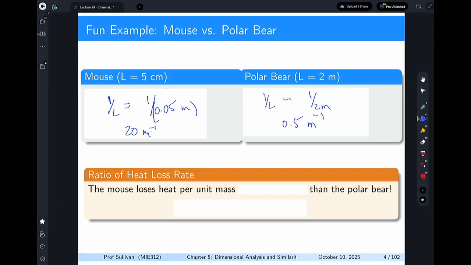And so scaling is 40 times faster for heat loss off a mouse versus a polar bear. So a ratio of 40 to 1, which is kind of amazing. It's kind of amazing to think about the fact that you can just look at the size of something and say, hey, that's why I'm not going to find a lot of mice in, say, the North Pole. They can't survive very long.